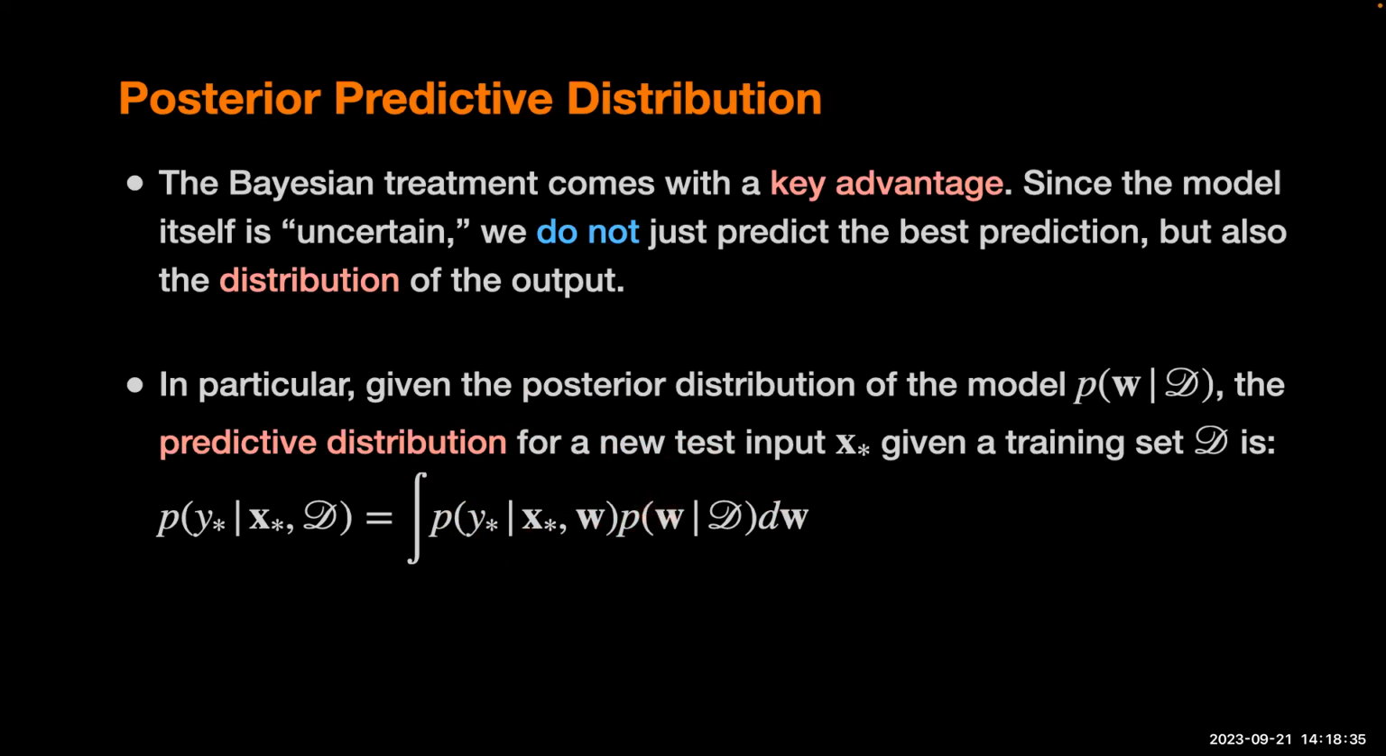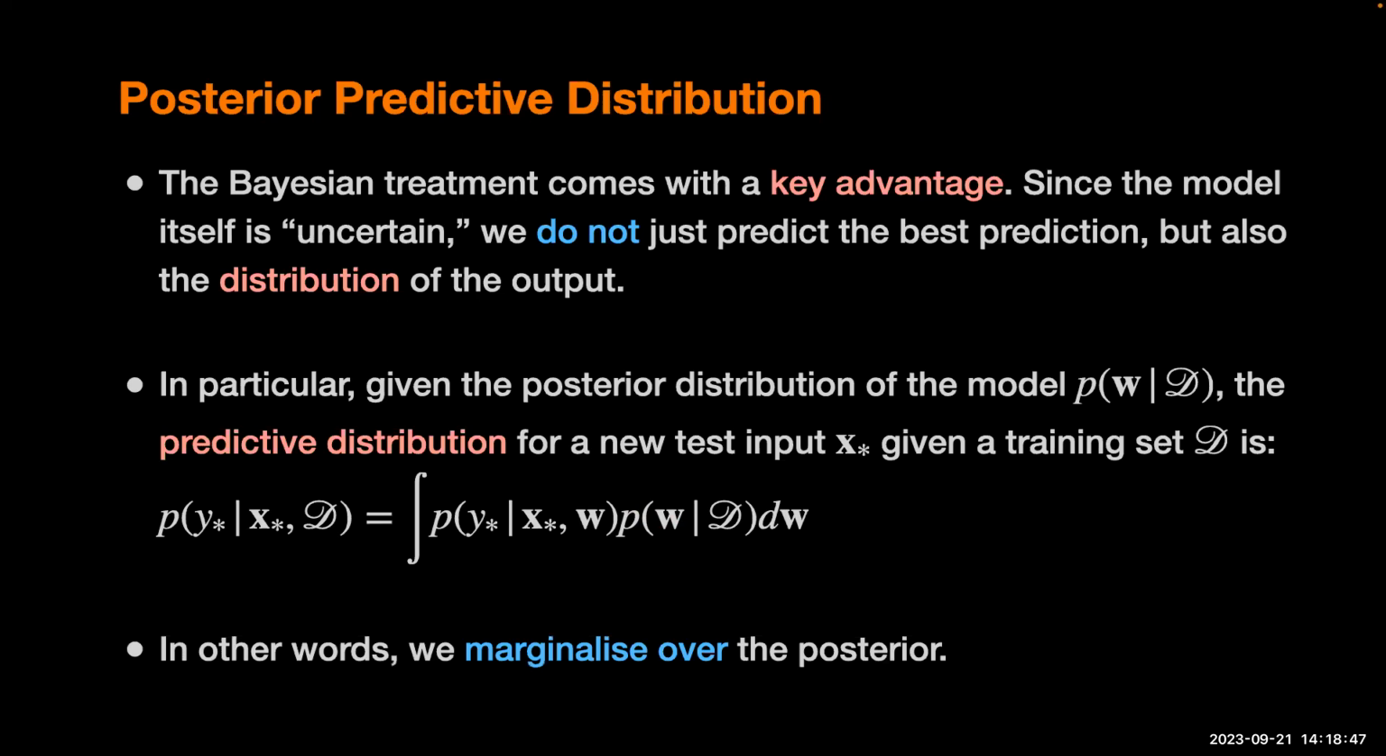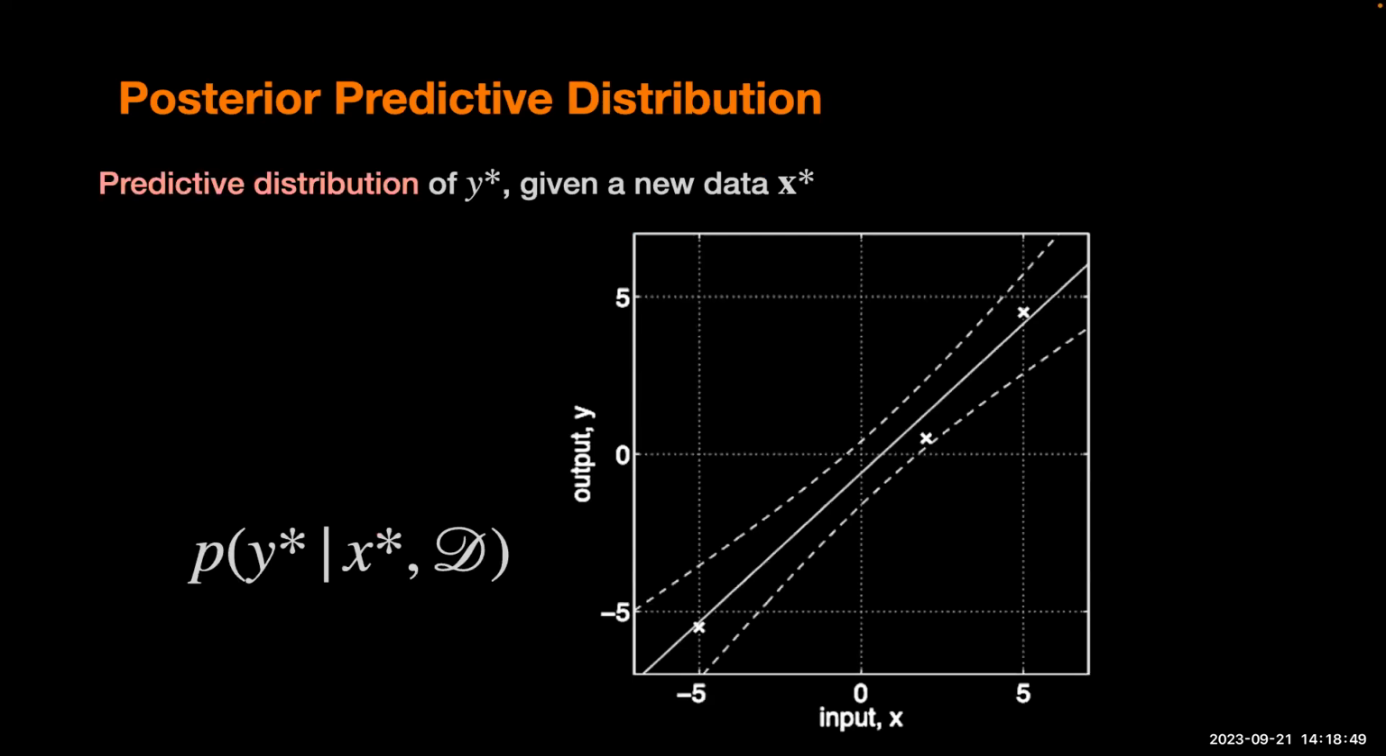Or in the simplest case, you can run a simulation, meaning that I have a bunch of lines. Each line will give me a different Y star given X star. I can just run that. But you can also do that analytically. So what do I mean?